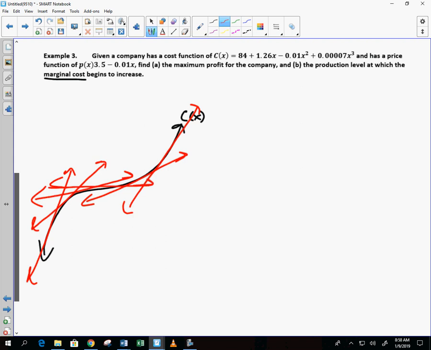What do you notice about the point where it starts to kick back up? It's the point of inflection. So when you want to find where the marginal cost begins to increase, all you have to do is find the inflection point. We already know the marginal cost function, don't we? C prime of x is equal to 1.26 minus 0.02x plus 0.00021x squared. So C double prime of x will tell us that point of inflection, where it goes from dropping to all of a sudden increasing.